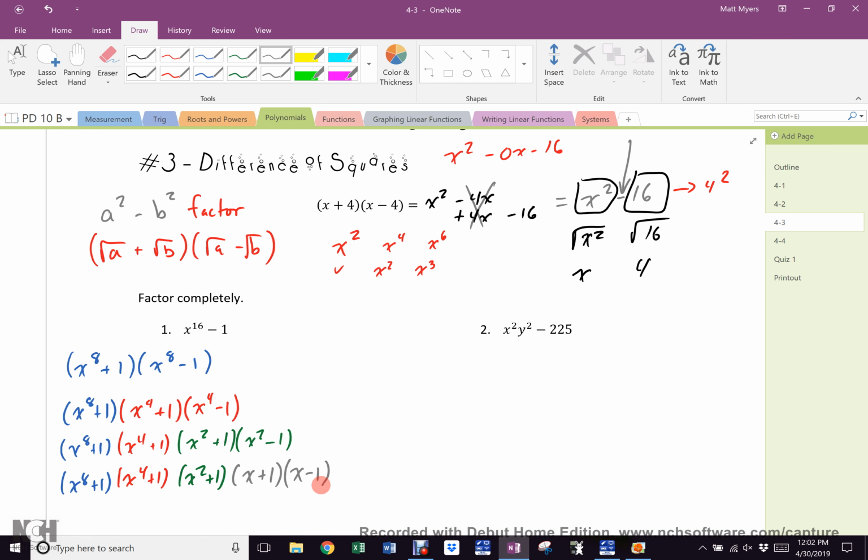I started with a hard one on purpose. Everybody good? What if I changed this to 256? What would this first one be? 16 and 16. Then what would the second one be? 4 and 4. Then what would the third one be? 2 and 2. Then could I go on? No. Why? Because 2 doesn't have a square root. Everybody cool? Please notice, you already knew what to do. We just do it again and again until I can no longer do it.